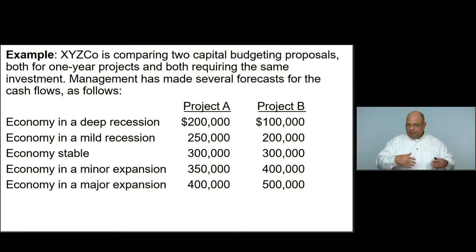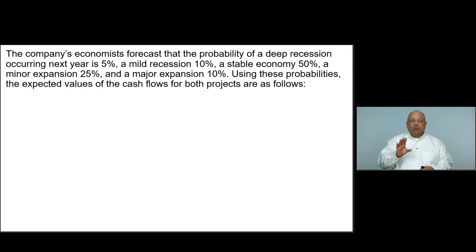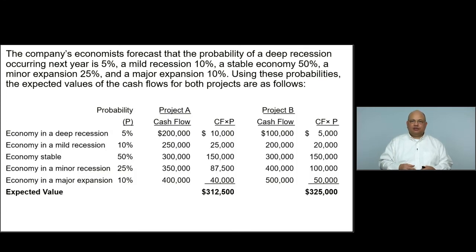So we've got the same investment being made. We have slightly different cash flows based on the states of the economy. Now, what we have so far is just what those states of the economy are. We need to talk about the probabilities. So, the company's economists forecast that the probability of a deep recession is 5%, mild recession 10%, stable economy 50%, minor expansion 25%, and a major expansion 10%. So with those probabilities for each of those different states of the economy, we can calculate the expected values of the cash flows for each project.